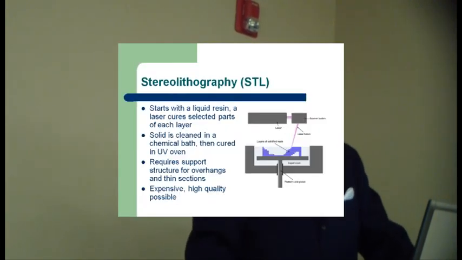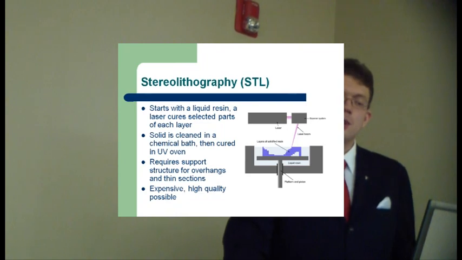Stereolithography. This one uses a liquid bath of resin, and the platform goes down layer by layer, and an ultraviolet laser selectively cures some parts of it and not others, much like the other processes. This also requires support structure, and there's only one material involved, so you've got to go back when you're finished and remove all of that support material very carefully, and that can make it very labor intensive if you've got a lot of overhangs in your model.